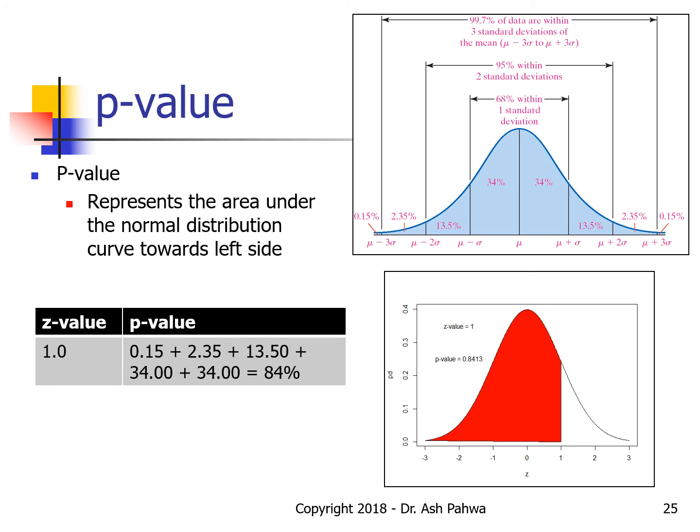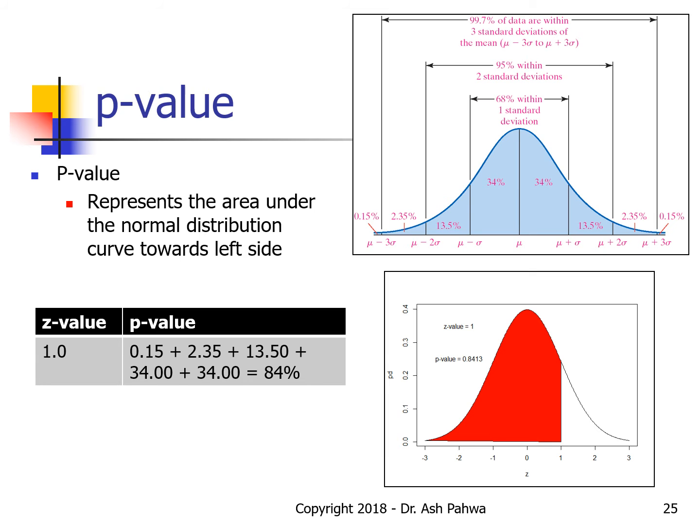Now let us define the p-values. P-values represent the area under the normal distribution curve toward the left hand side. So how do we compute the p-value if our z-value is 1? With a z-value of 1, it means that we have 1 standard deviation above the mean. So what is the area size on the left hand side of 1 z-value?